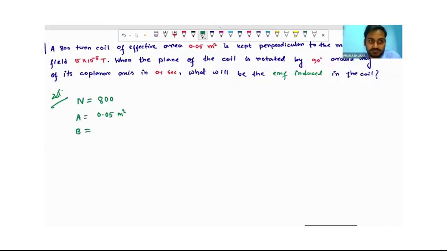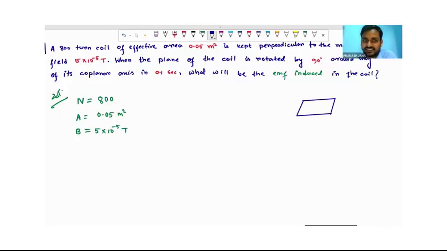The value of the magnetic field is 5 times 10 to the power minus 5 Tesla. Fine. But here it is written that it is kept perpendicular to the magnetic field. What does it mean? Suppose we have a coil. So first I'll draw a coil, and here the coil shape is rectangular, no issue with that. And what is its direction?